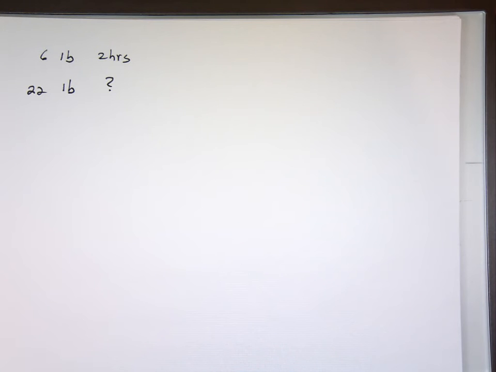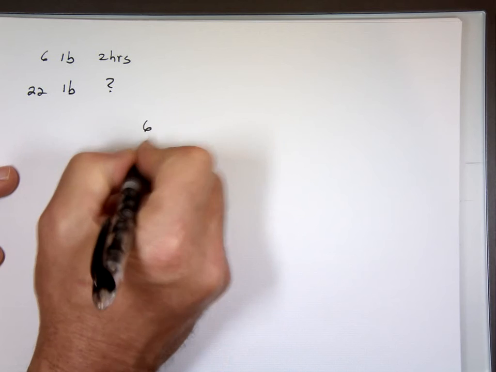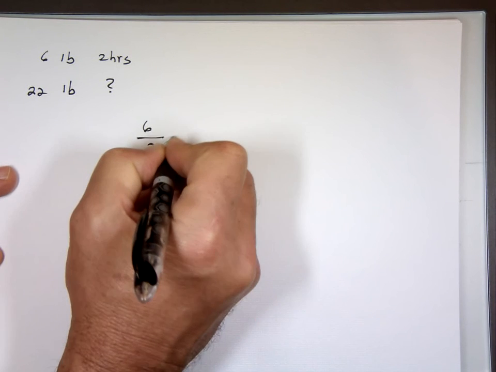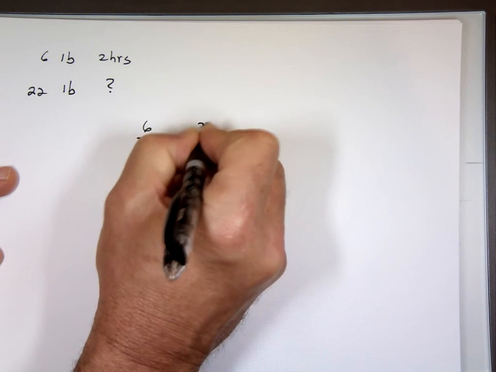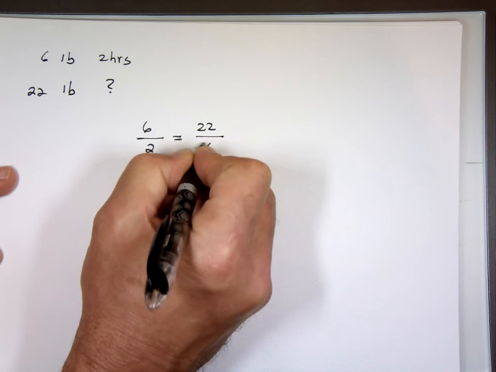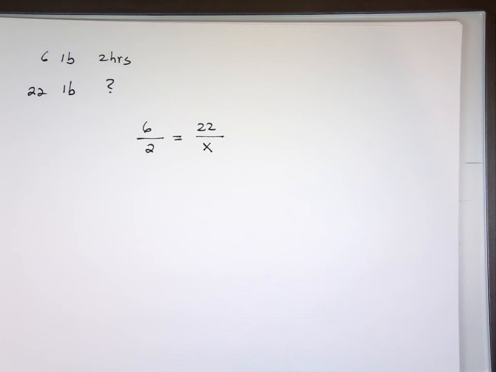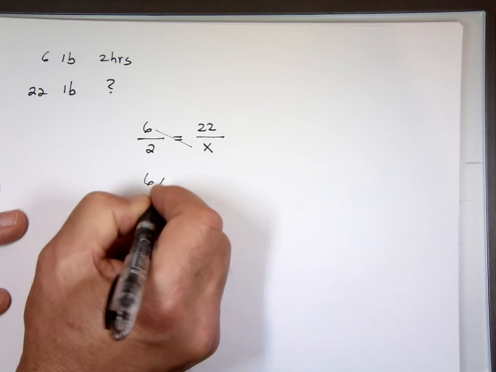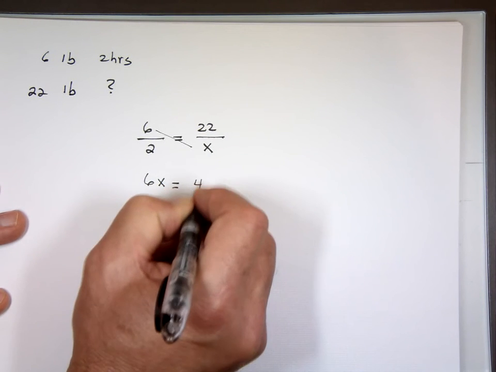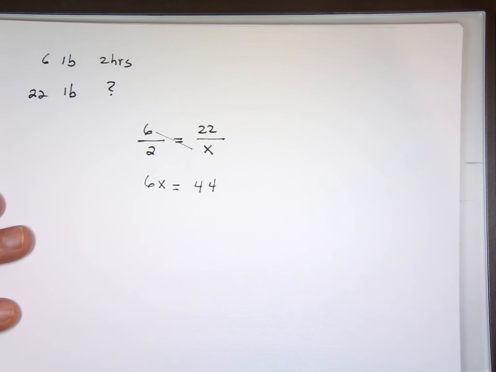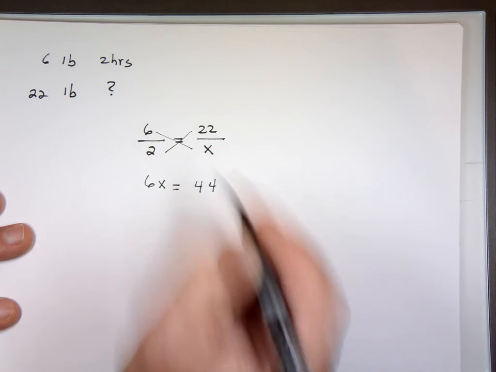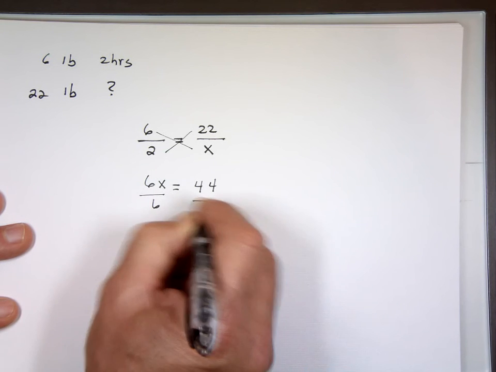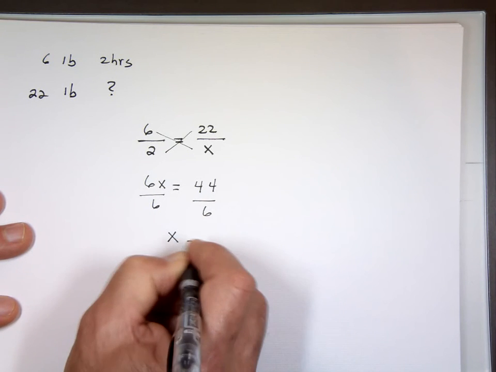Same thing. You can set up ratios. 6 pounds, how many hours? 2. 22 pounds, how many hours? Unknown. 6x equals what? 44. To solve for x, we divide by 6. 4.5 hours? More than 4.5.